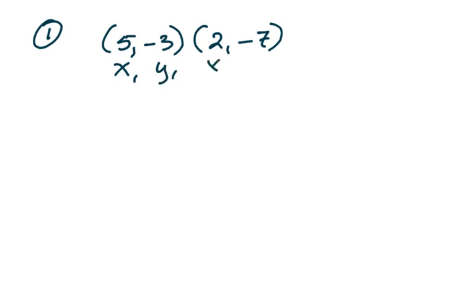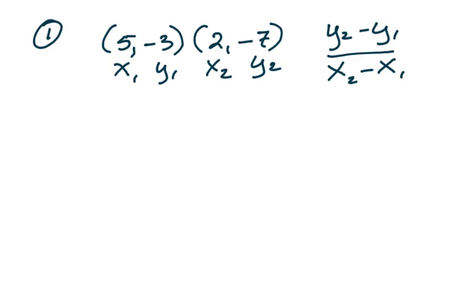Let's say 5, -3 and 2, -7. This is x1, y1, x2, y2. The formula says y2 take away y1 divided by x2 take away x1. So I'm just going to plug those numbers in. -7 minus -3 divided by 2 take away 5.